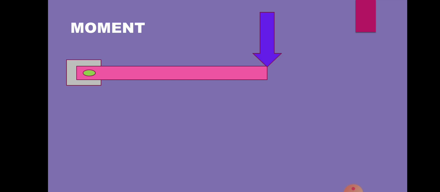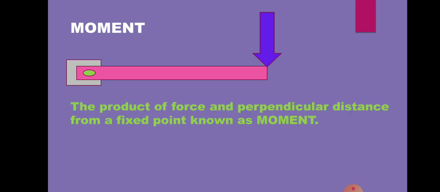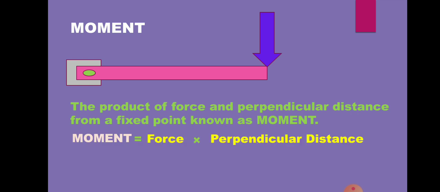Here is one block on which a bar is placed, which is fixed at one end. At the other end, a force is applied. So from the figure we get that when we apply a force perpendicular to the object at some distance from a fixed point, it produces moment. So we get the definition: the product of force and perpendicular distance from a fixed point is known as moment. From the definition we get the equation: moment equals force into perpendicular distance.